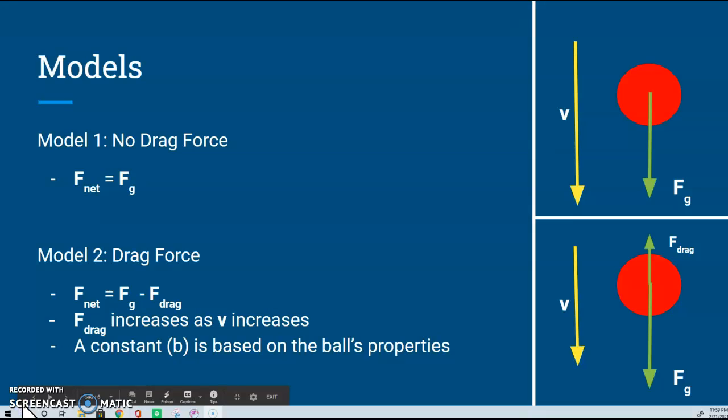To further clarify, Model 1 includes just the force of gravity, where F net equals Fg. This is shown in the free body diagram where Fg is the only force acting on the ball. Model 2 includes both drag force and force of gravity, where F net equals Fg minus F drag. This is shown in the free body diagram here. F drag increases with increasing velocity, and b is a constant that depends on properties of the ping pong ball.